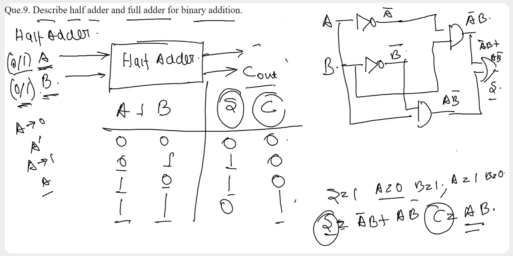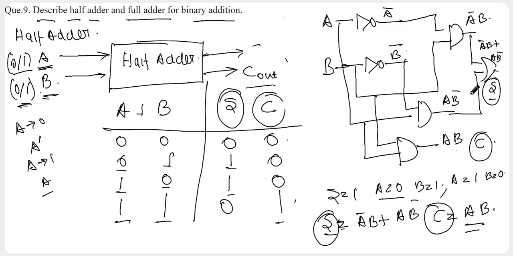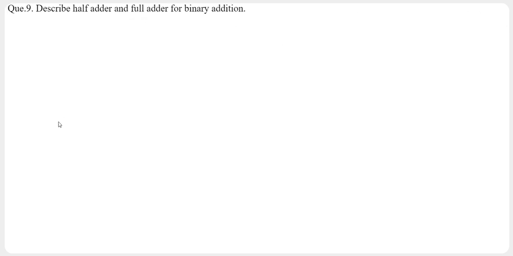And now for carry, we will just multiply A and B. So this is the A line, sorry, this is the A line and this is the B line. So we will just AND them together to get AB. So this will be our expression of carry and this will be our expression of sum, and this is it for the half adder. Next will be the full adder. The next topic of discussion will be the full adder.